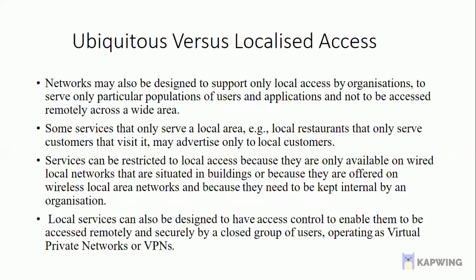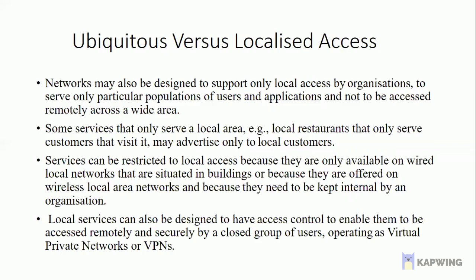Then ubiquitous versus localized access. A network may also be designed to support only local access by the organization, to serve only a particular population of users and applications and not to be accessed remotely across the wide area. Some services only serve the local area, for example a local restaurant that only serves customers that visit it may advertise only to local customers. Services can be restricted to local access because they are only available on wired local networks that are suited to the buildings, or because they are offered on wireless local area networks and need to be kept internal by the organization.